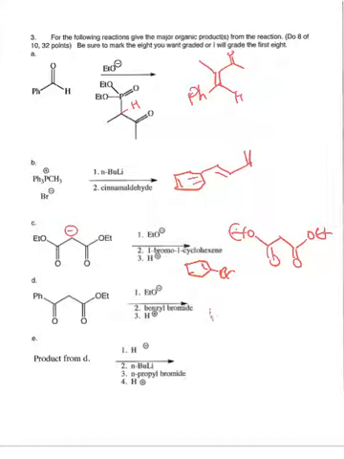The next one, we have formed the enolate, and then after we form the enolate, we would do the SN2 on benzyl bromide, and remember, benzyl bromide has a CH2 between the bromine and the aromatic ring, so that is what we'd get.